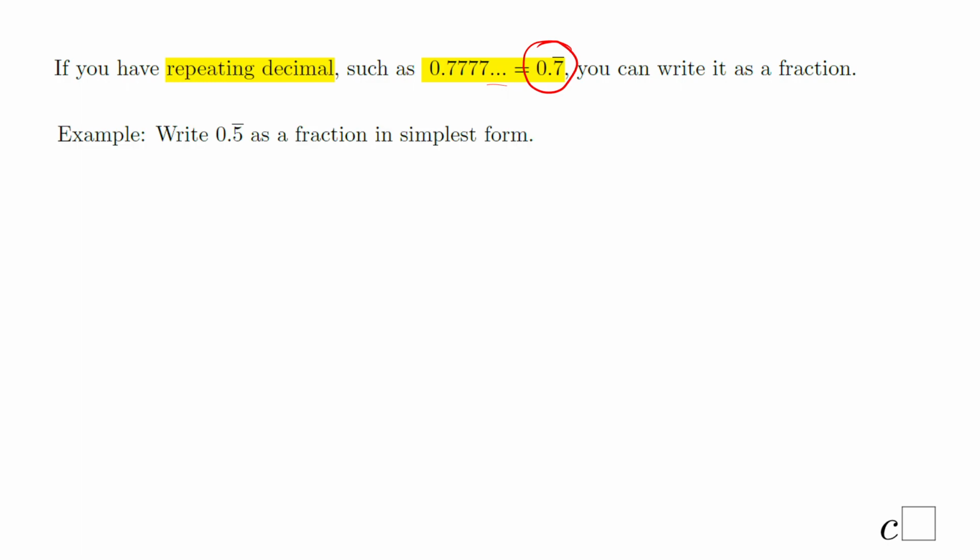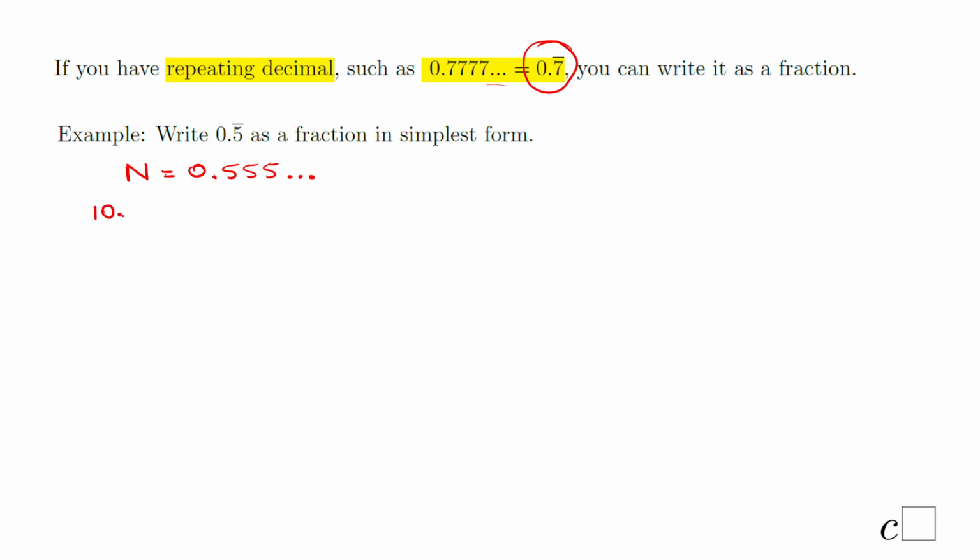But this type of repeating decimal can be written as a fraction. Let's take a look at how we do that. We're going to call this number n, and I'm going to write this form. Remember, this repeats forever. The next thing I'm going to do is multiply both sides by 10.